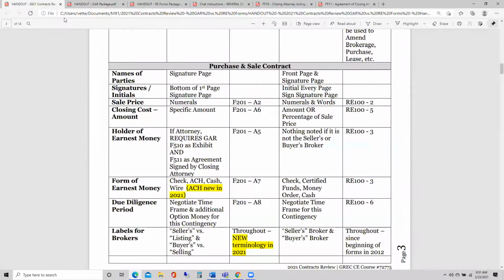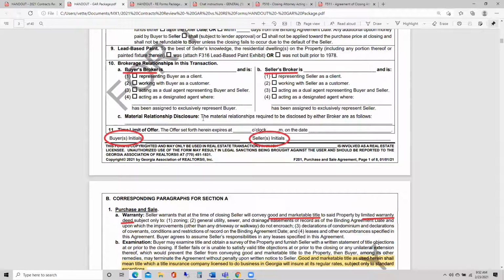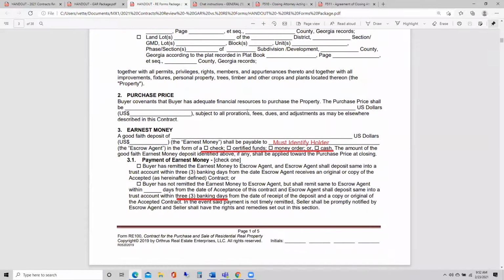Now, for initials, however, there is an initial space in the GAR at the bottom of the first page. And in the RE forms, there is a place to initial every page. So here's the GAR, and here's a place where the buyer initials and the seller initials. In the RE forms, they initial at the bottom of every page.